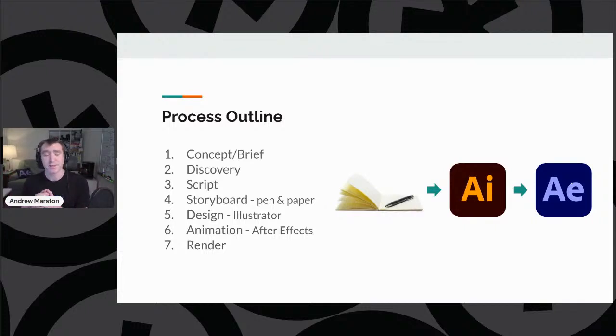We start with a concept or often a brief, depending, and then we move into a discovery phase. This is all pre-production before we've opened any Adobe programs. In the discovery phase, we figure out more or less what the look and feel of the project will be. Then we write a script and move on to create a storyboard from the script. So with our script and storyboard, then we know what we're going to make. And then we actually go and open up an Adobe program.